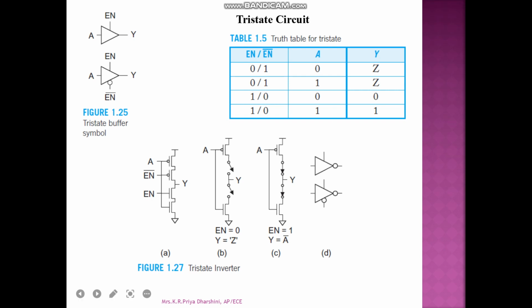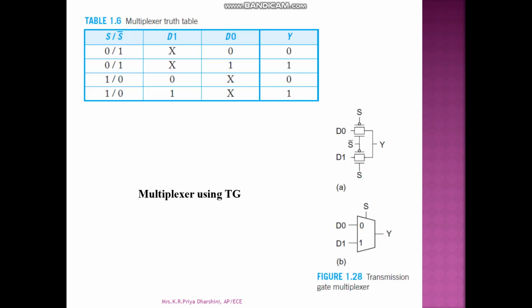This is a pictorial representation of your tri-state inverter. And next, when we are using the multiplexer, we are giving two inputs, that is D0 and D1. The selection lines are S and S bar. So whenever your selection line S bar is 1, D0 comes to the output. And whenever S is 1, you will get the direct input of D1 at your output, with respect to the selection lines.